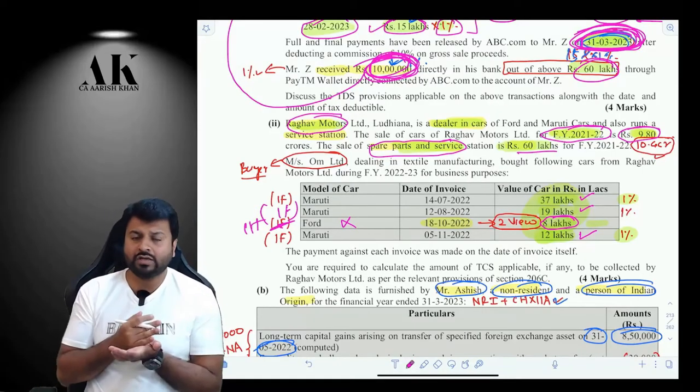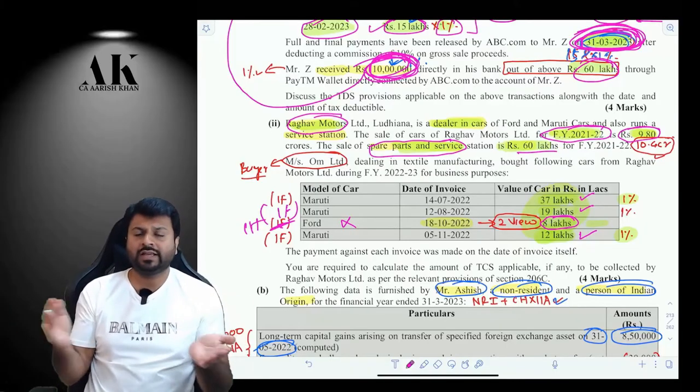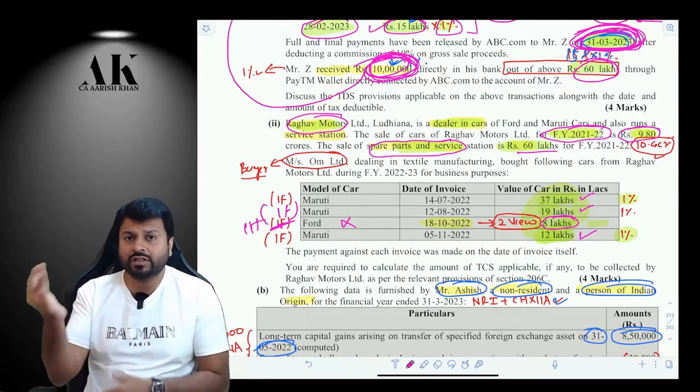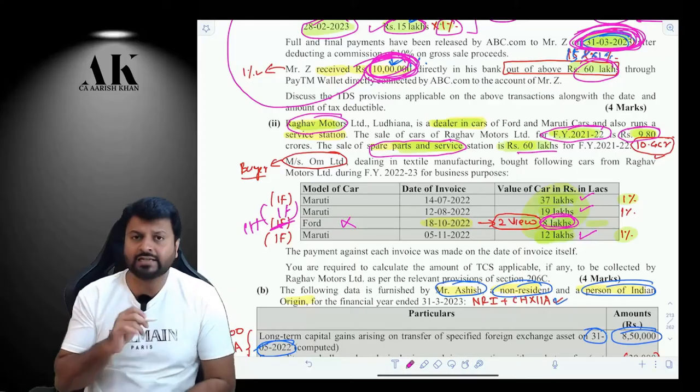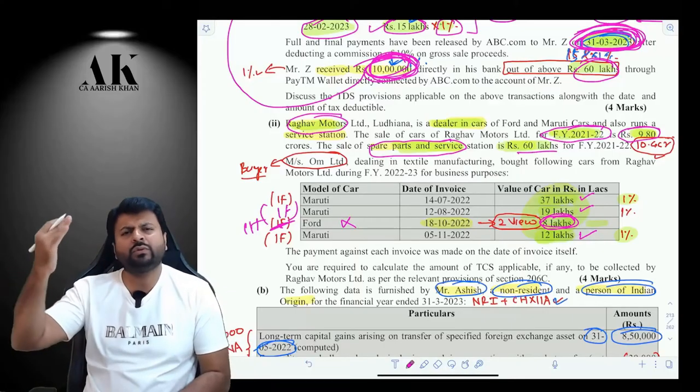Why? Because the threshold of 206C(1H) is 50 lakhs. He is not selling cars of more than 50 lakhs. He is only selling a car of what? 8 lakhs. Therefore, he will not collect TCS. This is one of the views. You can write this. It is correct.